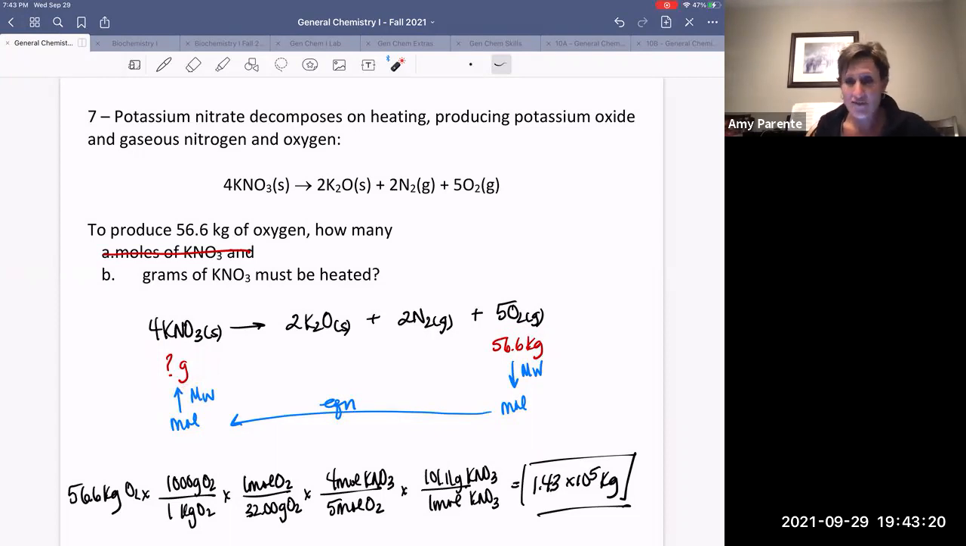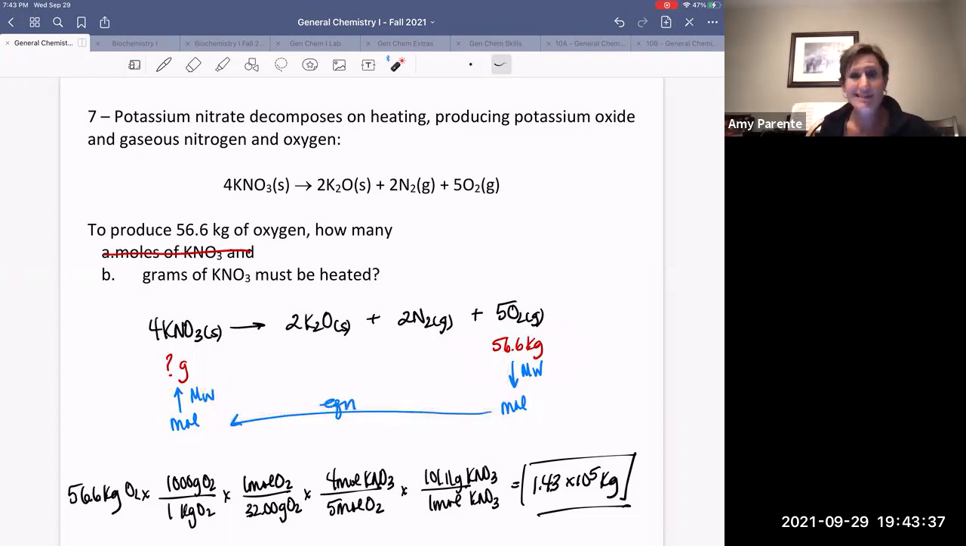Now, once I have those pieces of information down, I have to ask, how do I connect these two? And that's what unit conversion is about. How do I take information that I know and use it to go where I want?